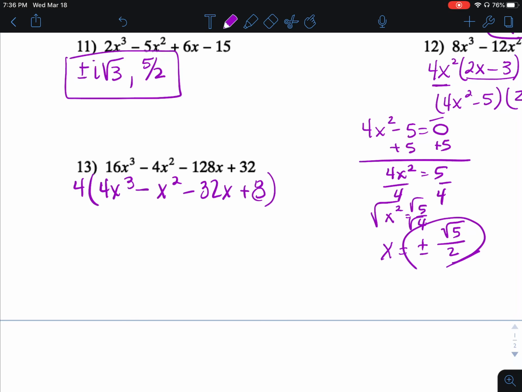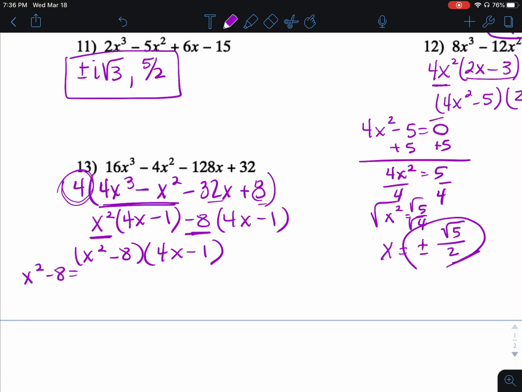So I'm going to factor out an x squared. So I'm left with 4x minus 1. And between 32 and 8, I can factor out an 8. So 4x minus 1. So we take the leftovers. That's one set of parentheses. And then the other set of parentheses is the one that repeats. And then we're going to make each of these equal 0 and solve. Okay, so we get x squared equals 8.